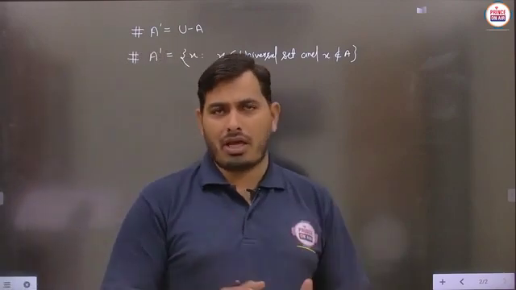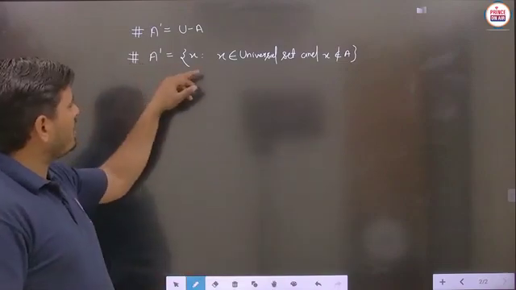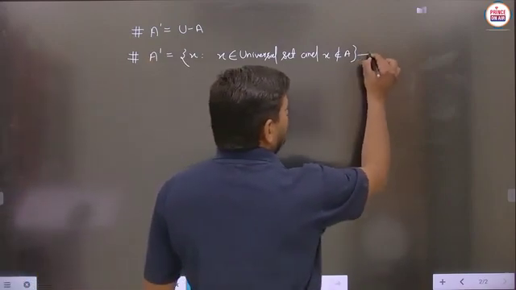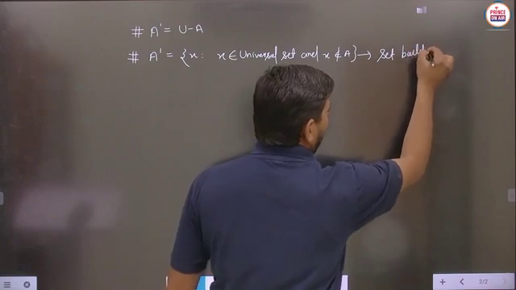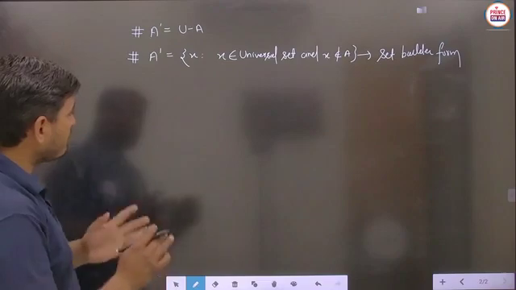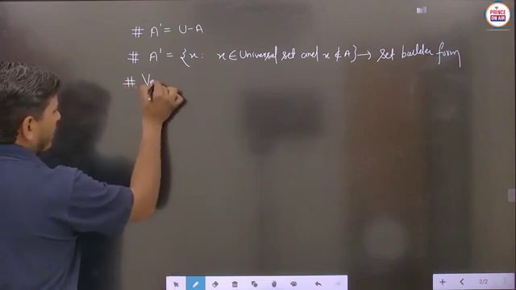We have to keep in mind this definition also, because this particular complementary set A dash will be written in the set builder form. So you can say that this is the representation in set builder form. You can write any complementary set in either form, no problem.